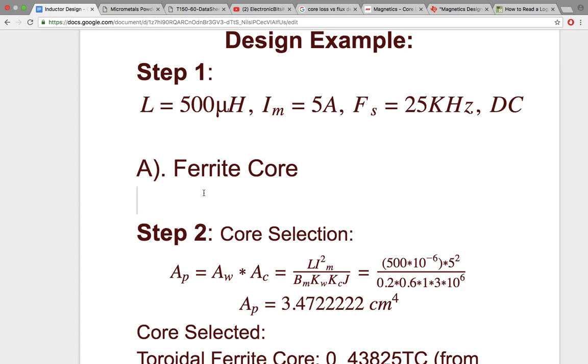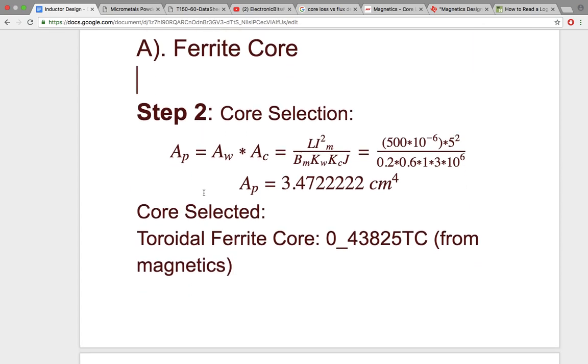Let us go step by step. So, ferrite core. We have to find the area product, where we have this formula. Inductance value we know, IM we know. For the ferrite core, the BM value you can choose for 25 kilohertz is 0.2. Just now we saw the graph from where you can see 0.2 is a safe number. You can still go 0.25, or 0.23 or something, for this frequency of operation.